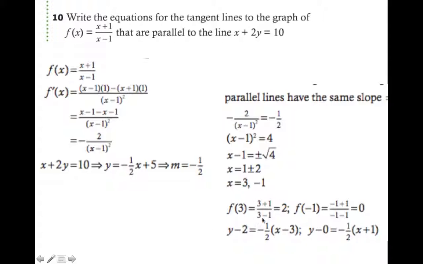From this one, we can write the equation. y minus the y value equals slope times x minus the x value. This is how we come up with the equation. And here's the equation for that one. These haven't even been rearranged. It's just the two equations of the two lines that are parallel.